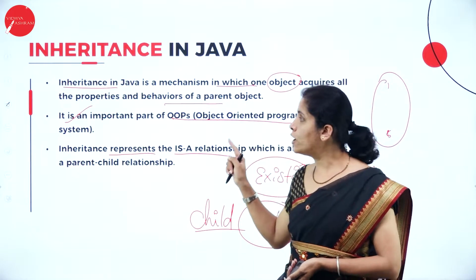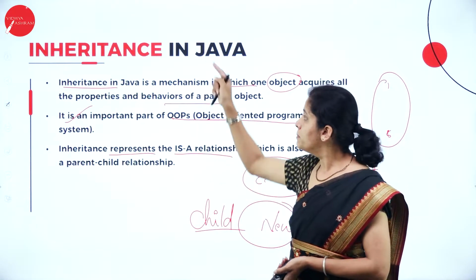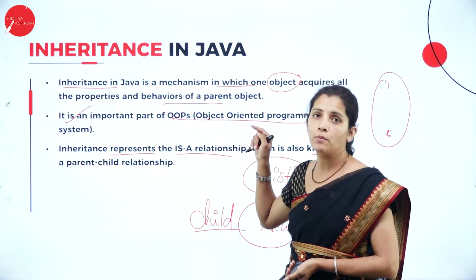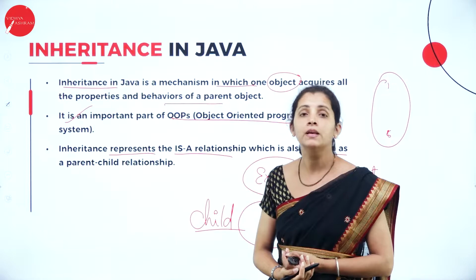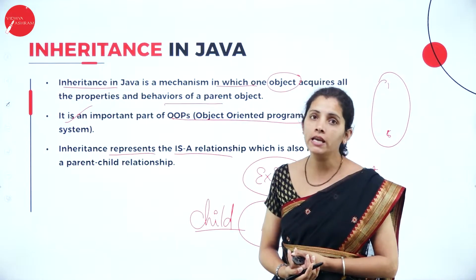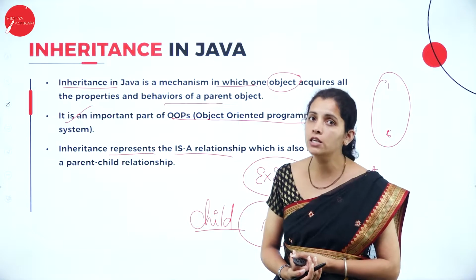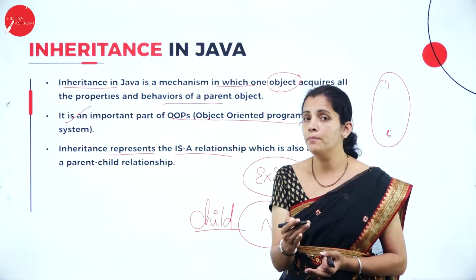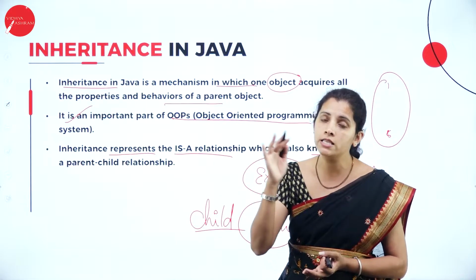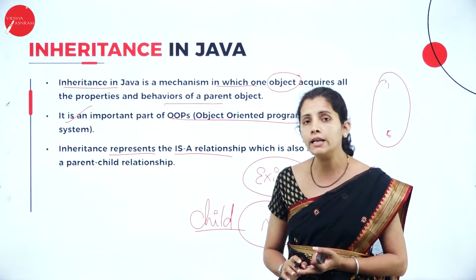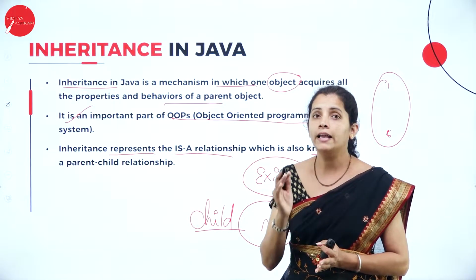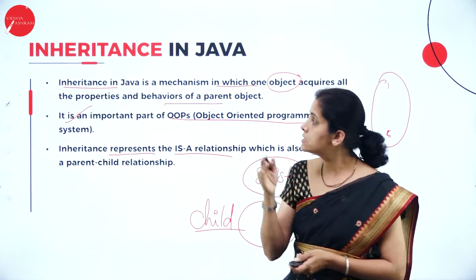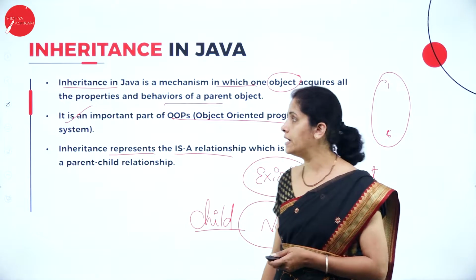So why do I want inheritance? Because to reuse the existing properties, I'm going to have inheritance. Then what is the advantage? It is very easy to write the program. It is very easy to debug and it saves time. Why does it save time? Because I don't want to write the same code again and again. So what can I do? What's the solution? I can reuse the existing properties. These are the certain advantages of inheritance.